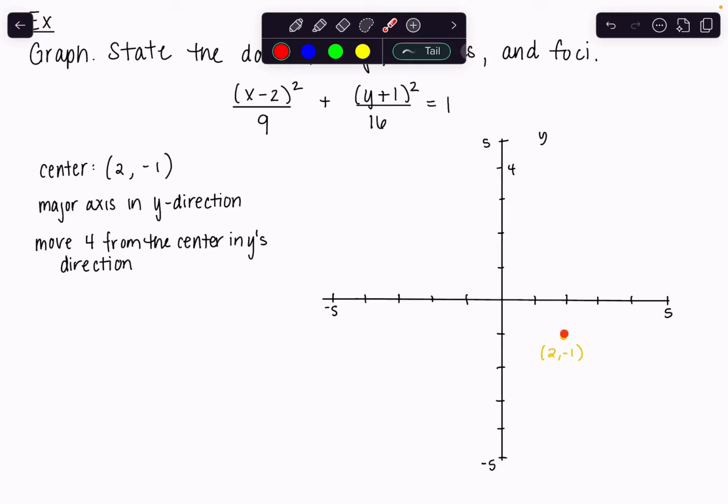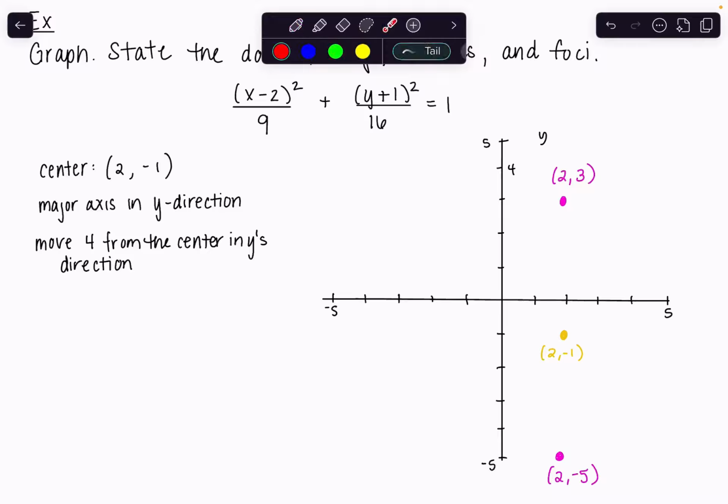So if I start here at -1, I have to go up 4. So 1, 2, 3, 4. That gives me one of my vertices here, which is going to be at 2, +3. So again, the x coordinate didn't change to find that vertex. To find the other, I go down a distance of 4. So 1, 2, 3, 4, which leaves my y coordinate at -5. But my x did not change, okay?